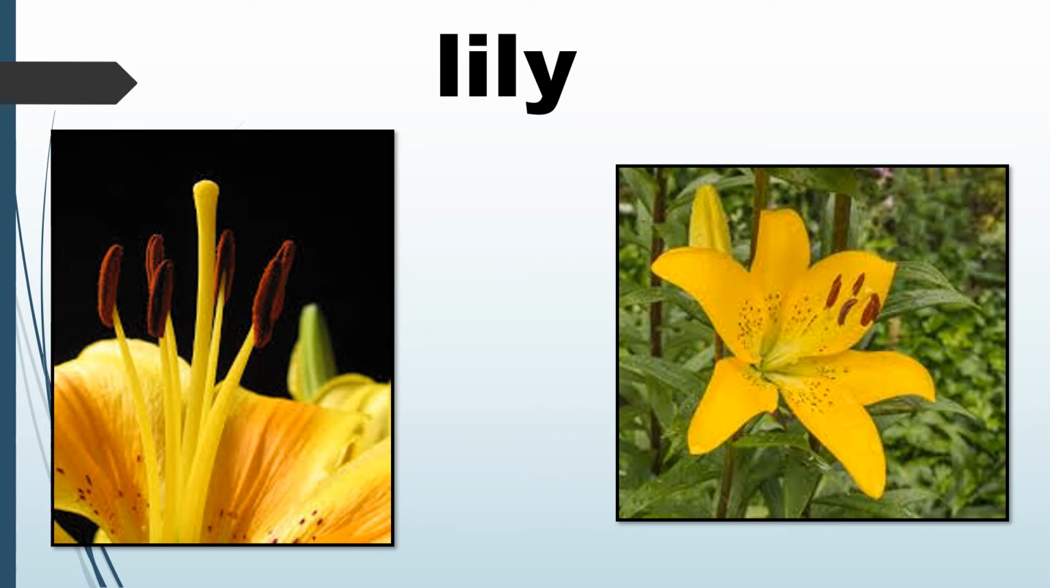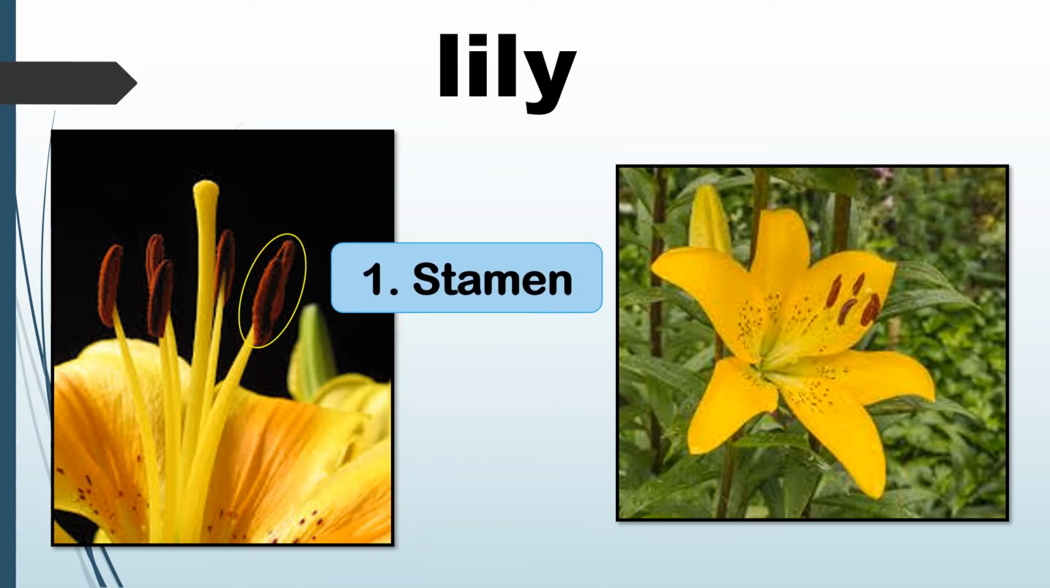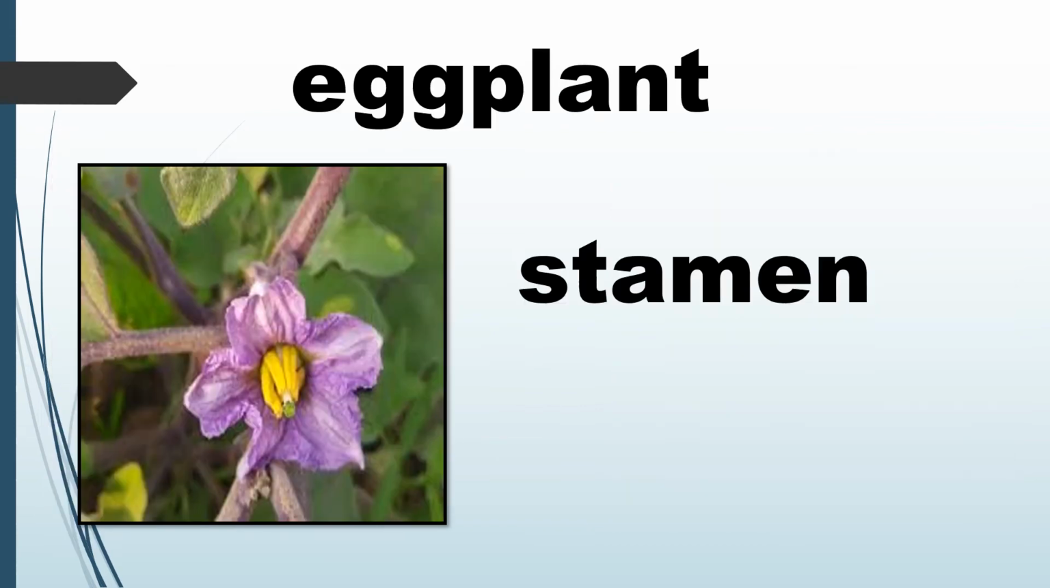Next, for the lilies, these are their stamens. Its color is brown. For the eggplant, it is color yellow.